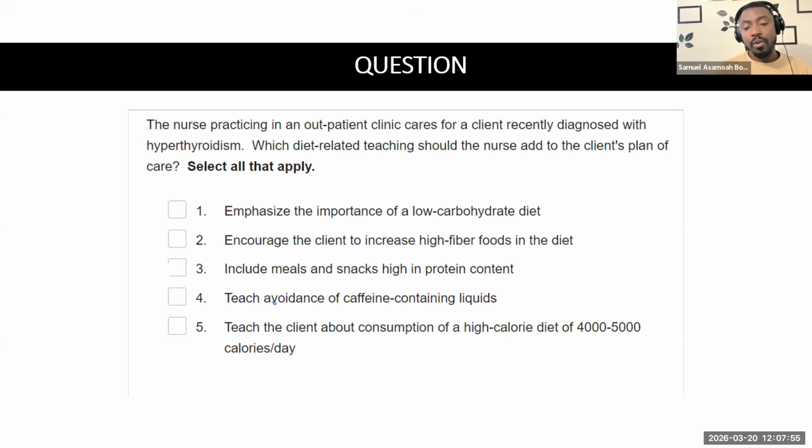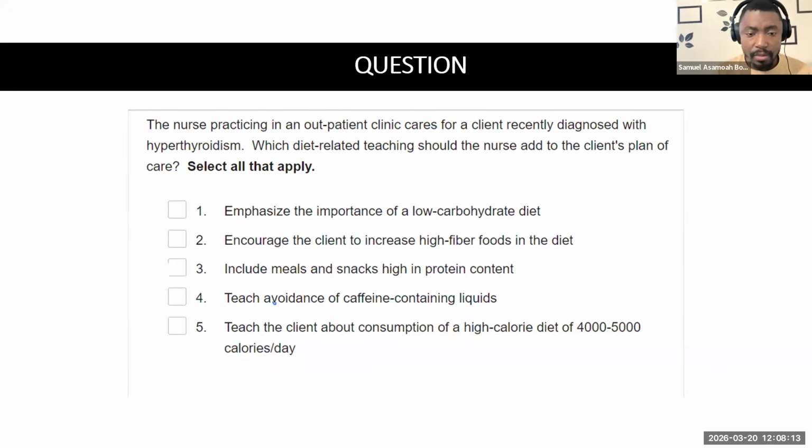Emphasize the importance of a low carbohydrate diet. Are you going to do that? No, sir. Why wouldn't you? Because they are already burning calories this high, so they need high calorie food. 100%. Excellent. Now, encourage the client to increase.